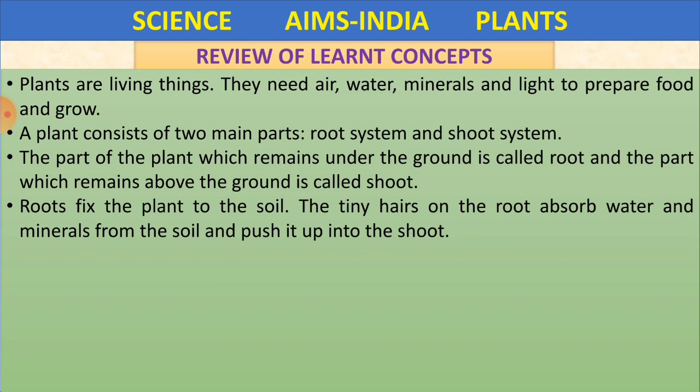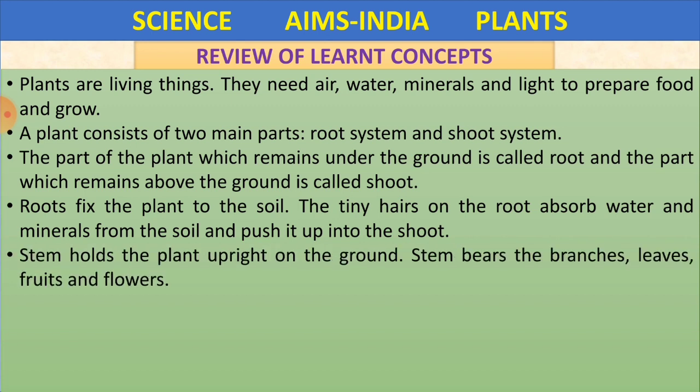What are plants, children? These are all what we have learnt in the beginning. They are living things. And what do they need? They need air, water, minerals and light to prepare food and grow. As we human beings need food, water and air to live, even plants need all these to grow. And a plant consists of two main parts.